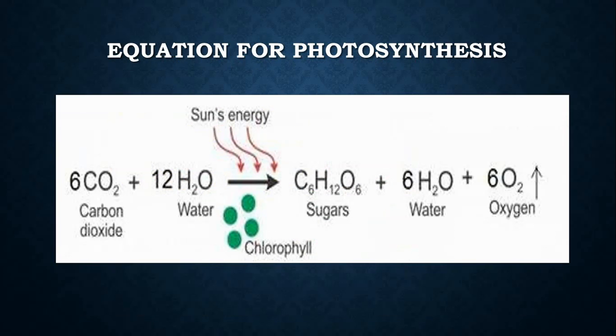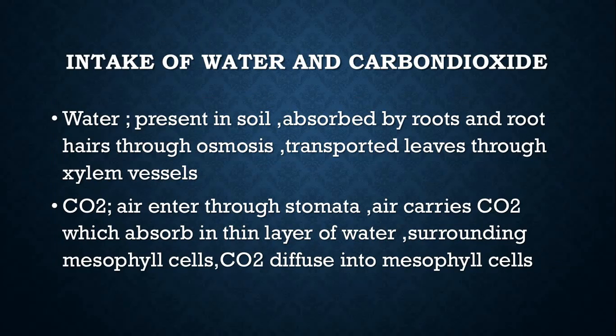Now here is the equation for photosynthesis. How will they react to each other? The molecules of carbon dioxide react with water in the presence of sunlight and chlorophyll. Plants make glucose or sugars, and water and oxygen are released as byproducts. Basically, glucose or sugar is the plant's form of food. Plants store energy in the form of sugar or glucose.